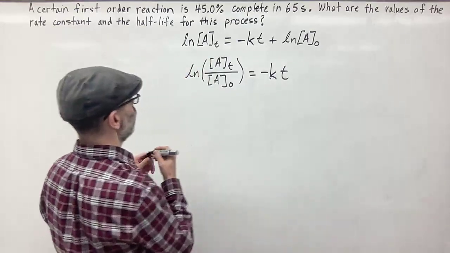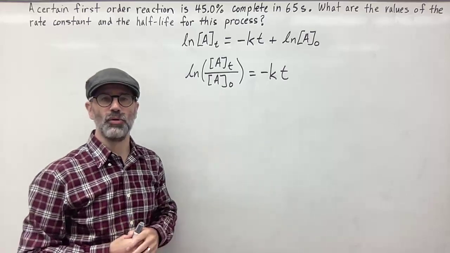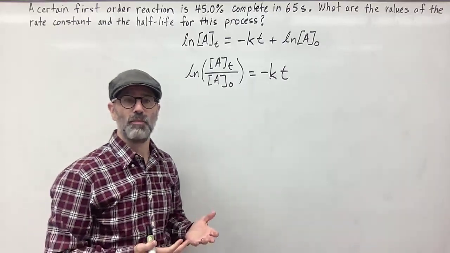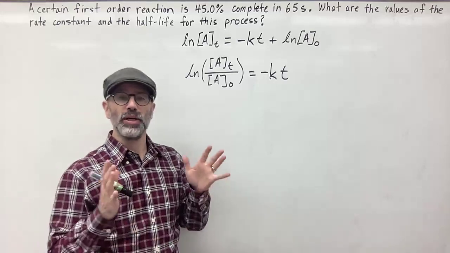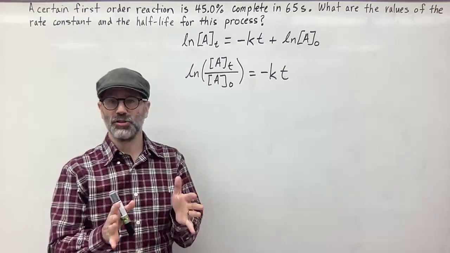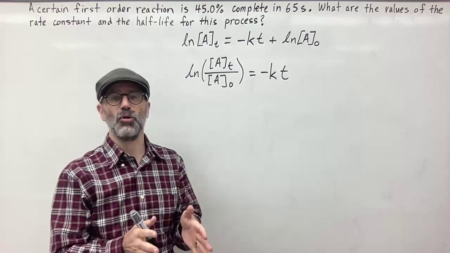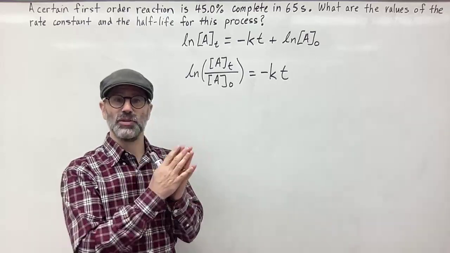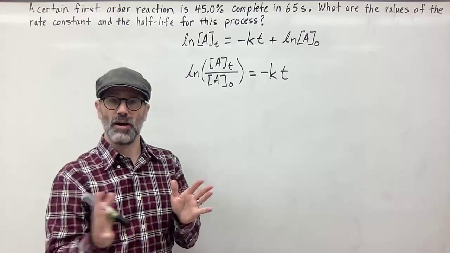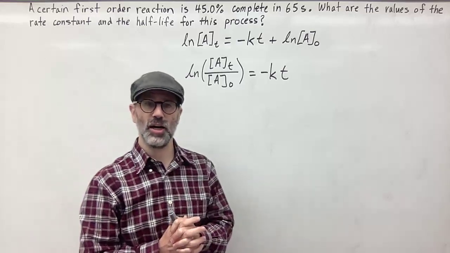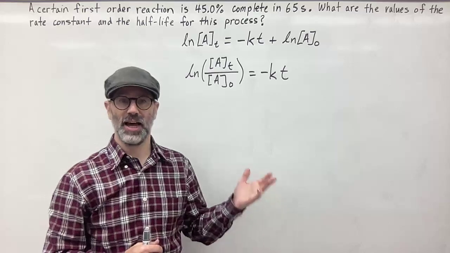Now what about the concentrations? We don't have a concentration. All we know is that 45.0% of the reaction is complete. So whatever concentration we started with, 45.0% of that concentration has been reacted and is gone. So 45% of whatever that initial concentration is gone, and we have 55% of that original concentration left.